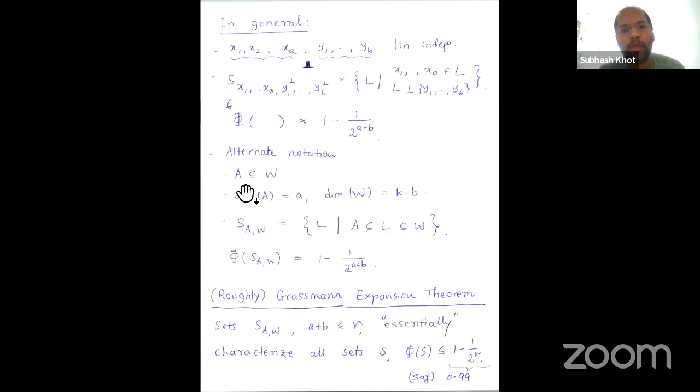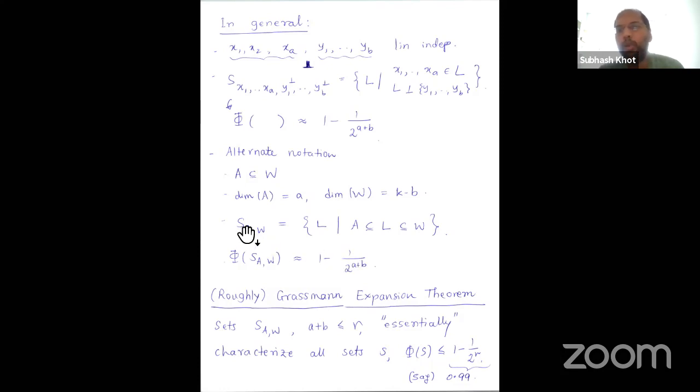An alternate notation would be: if capital A denotes the linear span of x1 through xa, and W denotes the orthogonal space of y1 through yb, and A is contained in W. So the dimension of A will be little a, and the dimension of W will be k minus b. Then the set S sub AW is all those L's which are sandwiched between A and W. They contain A and are contained in W. As I said, the expansion of this set S sub AW is 1 minus 1 over 2 to the a plus b, which is bounded away from 1. So these are special sets. We think of a plus b as a small constant, like 5.